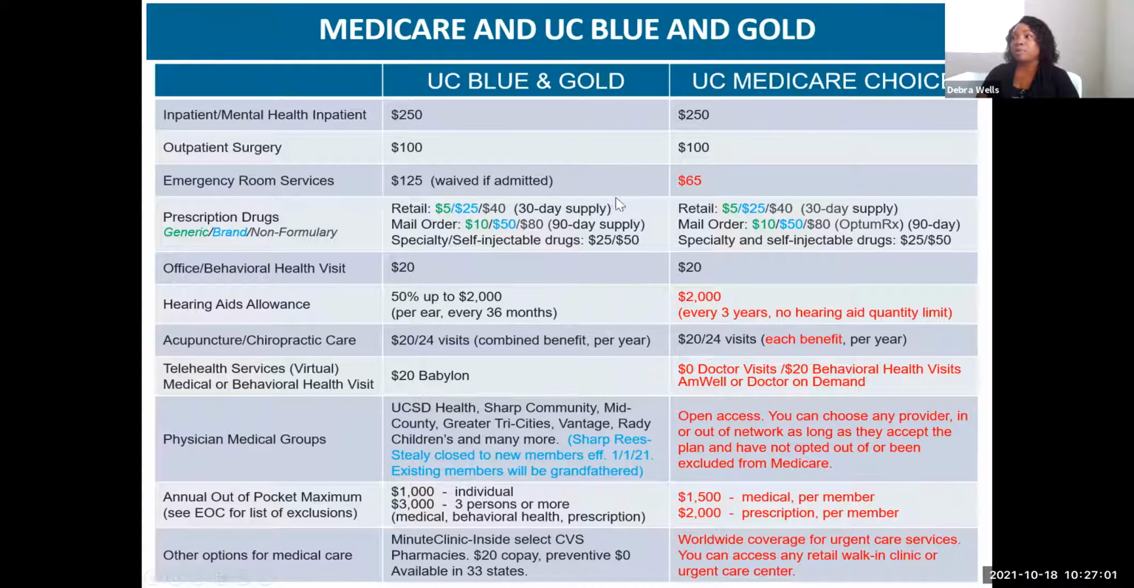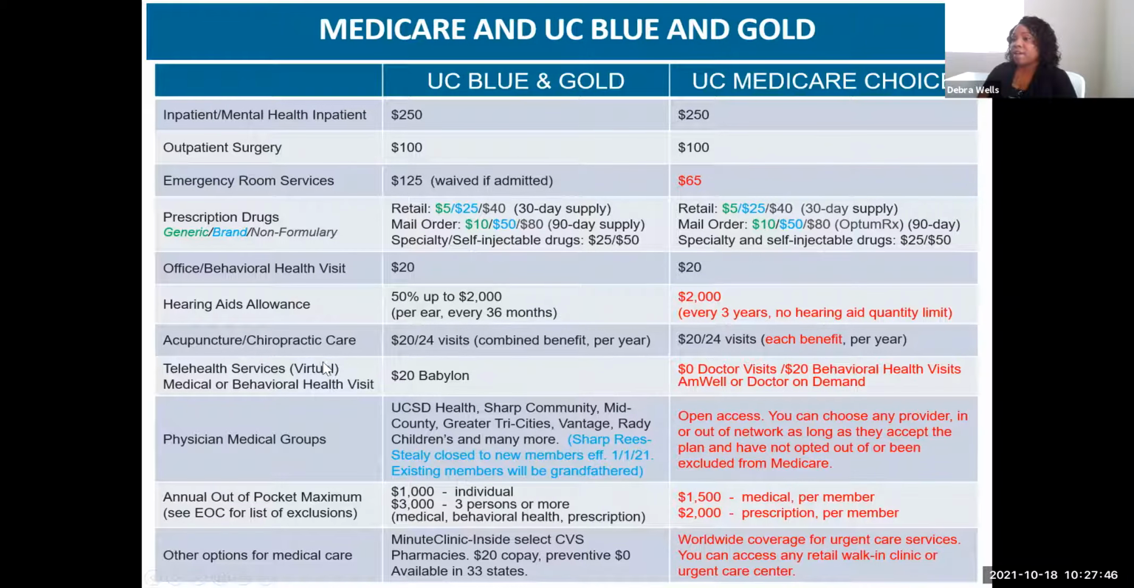Some of the same copay changes: your ER copay goes down, prescription coverage is the same, office visits are the same. For your hearing aid allowance, instead of 50% up to $2,000, you get the first $2,000 applied towards your hearing aid benefit. So for example, if a hearing aid costs $1,000, UC Blue and Gold is going to pay 50% of that $1,000, which is $500. But if that same $1,000 hearing aid was received while you're under the Medicare Choice Plan, they're going to pay the first $2,000. So they pay that full $1,000 hearing aid.